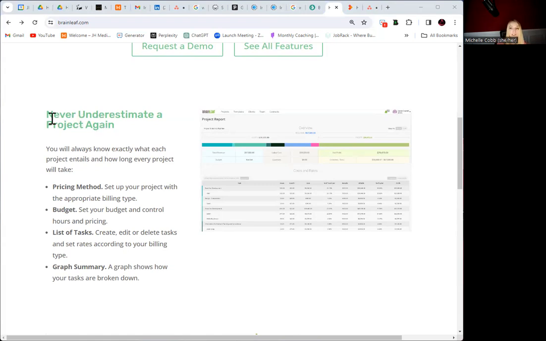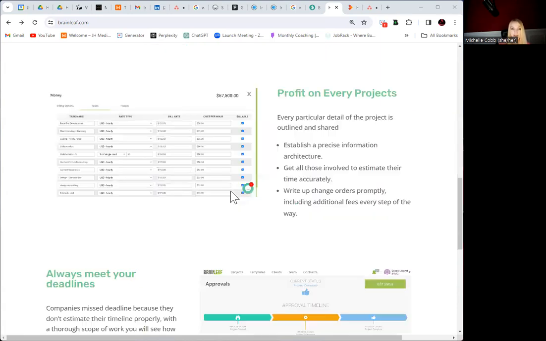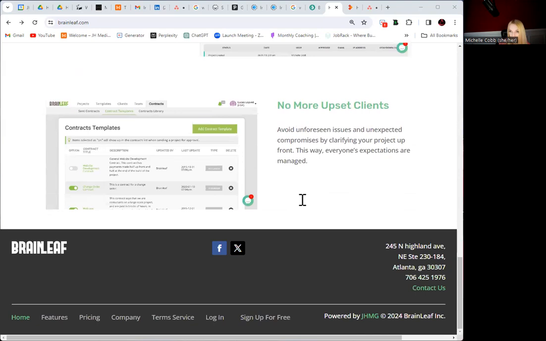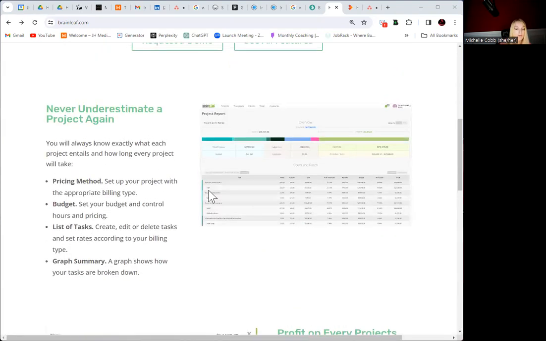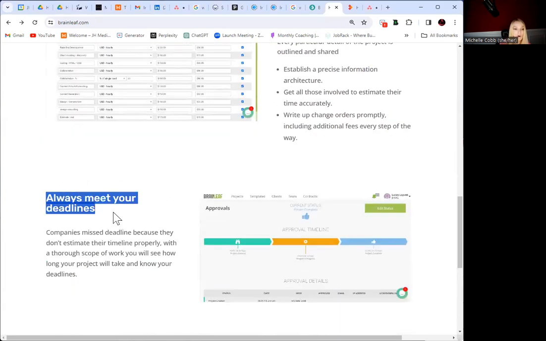So the benefits sections, there's 4 of them here. I think there could be more. This system is obviously quite sophisticated. I think, if anything, these benefits sections undersell it. But some of them are worded quite well. So never underestimate a project again. Always meet your deadlines. Very powerful benefit statements.